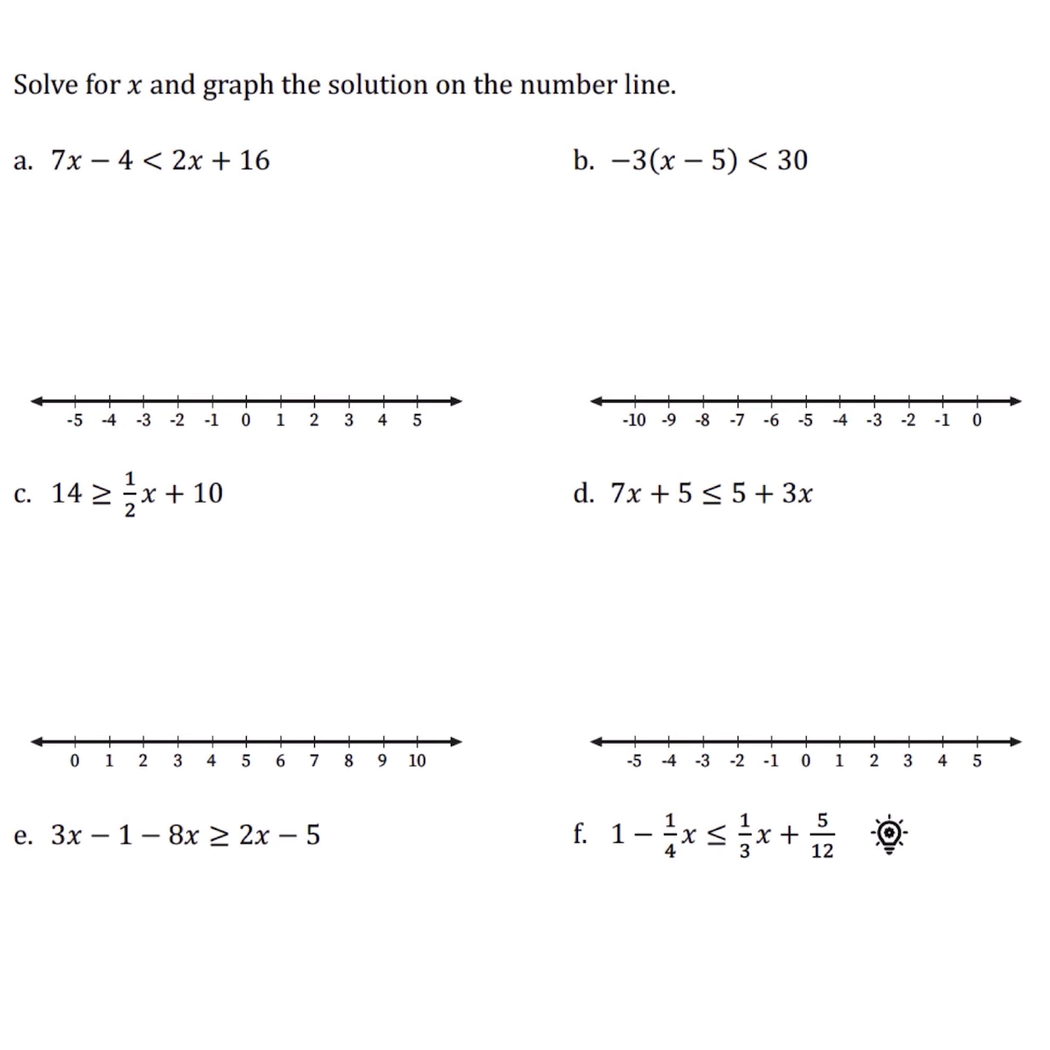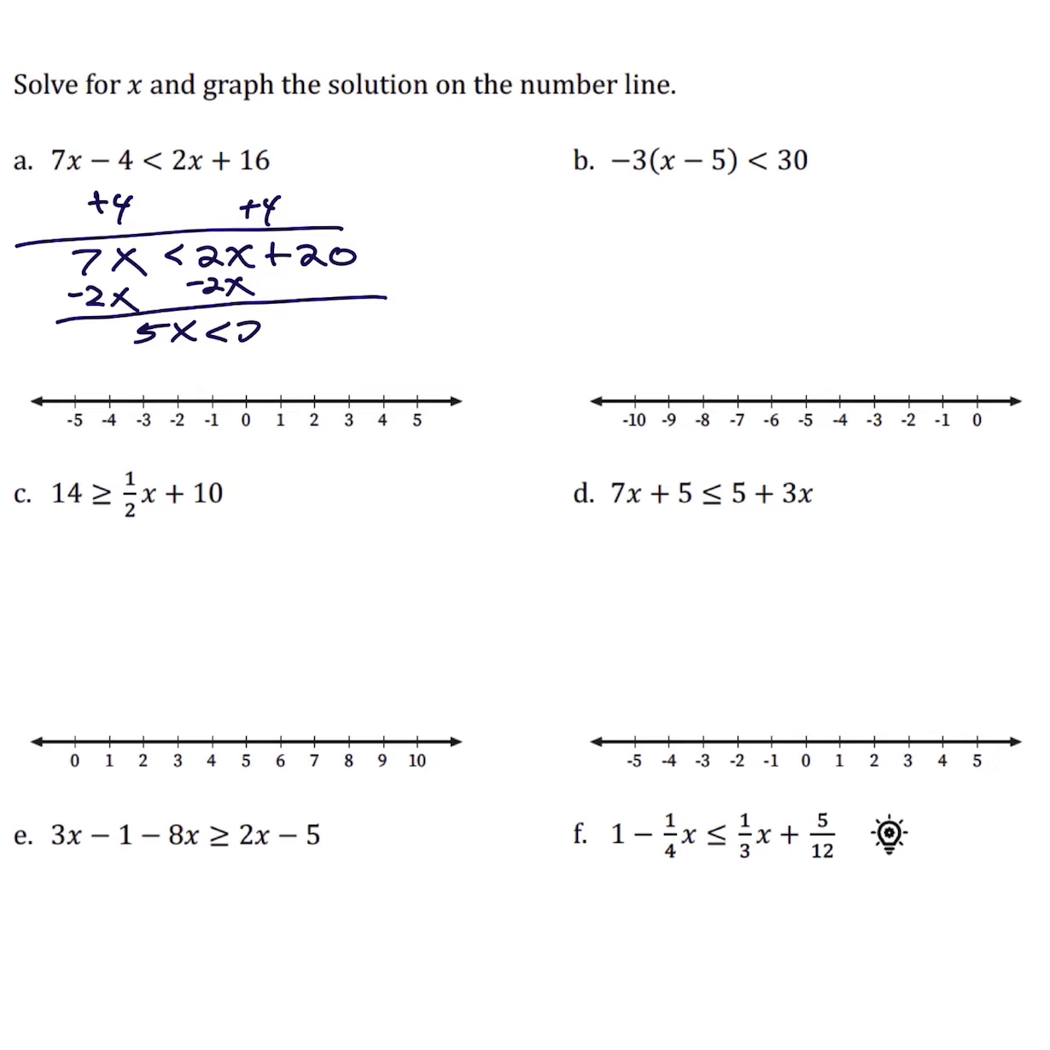Let's get started where we are going to begin by adding 4 to both sides, just like we would do with an equation. So now we have 7x is less than 2x plus 20. Now subtract 2x from both sides, and we have 5x is less than 20. There was no need so far to flip our less than or greater than sign because we did not multiply or divide by a negative. Divide both sides by 5, and we are left with x is less than 4.